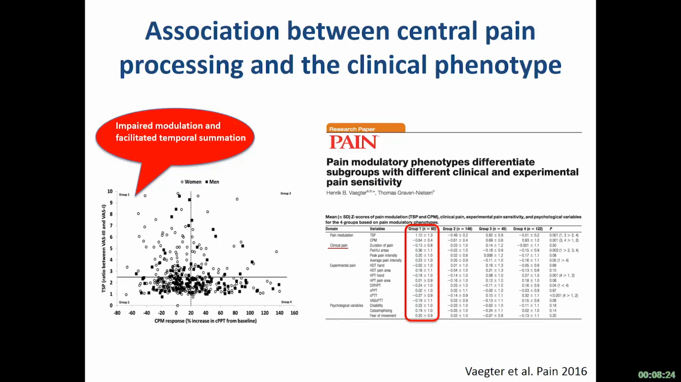So you could say on the x-axis you have the modulation, on the y-axis you have central sensitization. And then they tried to separate them into four groups: those with abnormalities of both systems, those with normal systems, and those that had abnormalities in one of the two systems. And what they found was that the patients that were characterized by impaired modulation and facilitated temporal summation, that is central sensitization, were also the patients that had the most severe clinical phenotype. They reported more pain, more painful areas, loss of quality of life, etc., etc. So there seems to be an association between the central processing and the clinical phenotype of the patient.